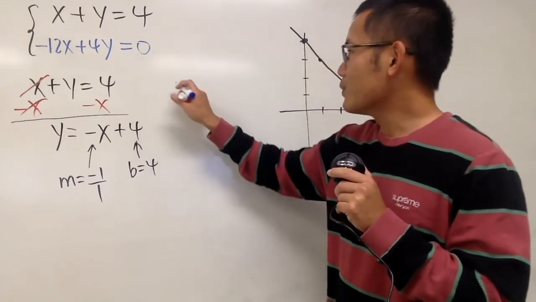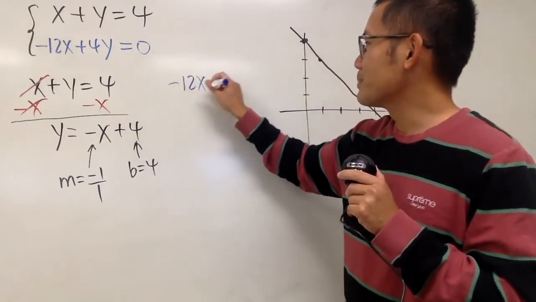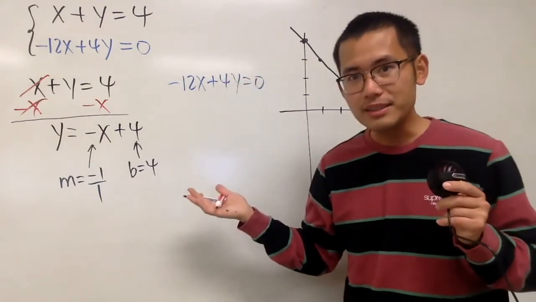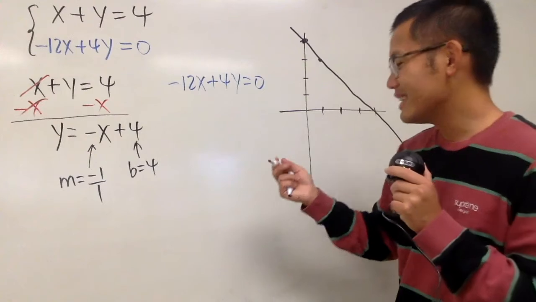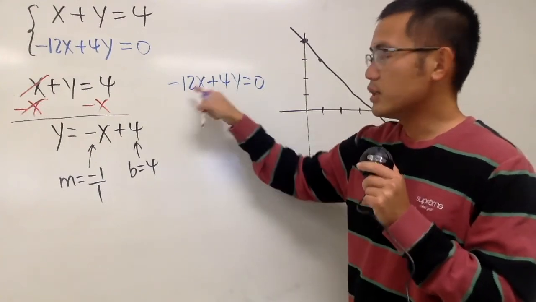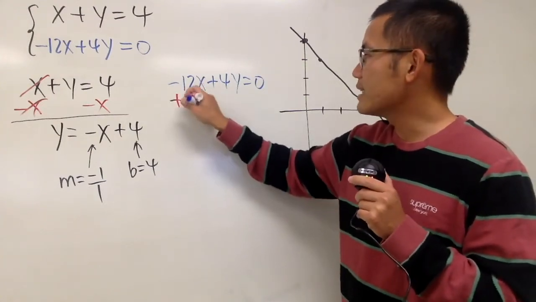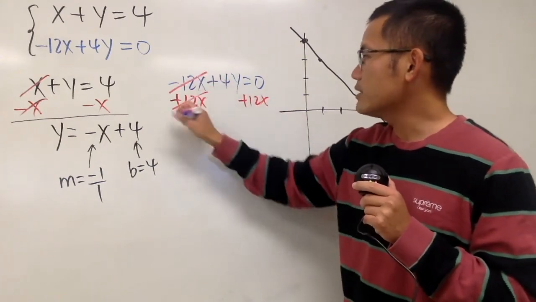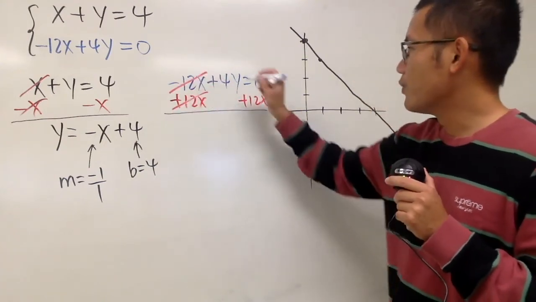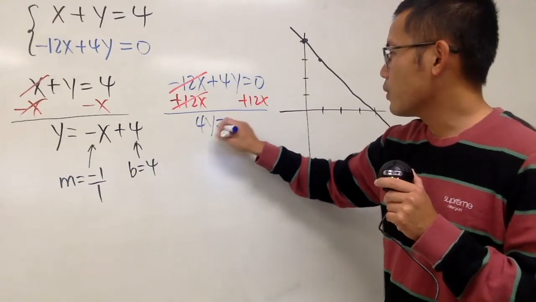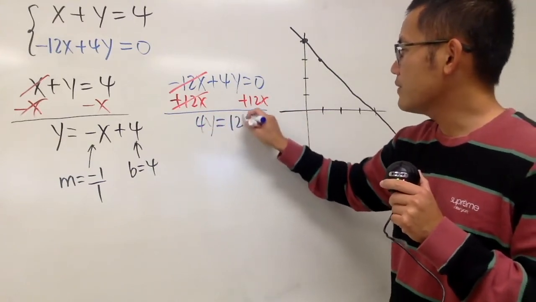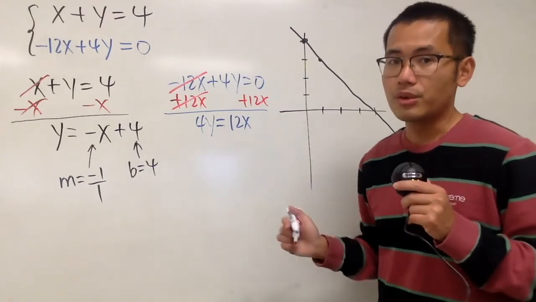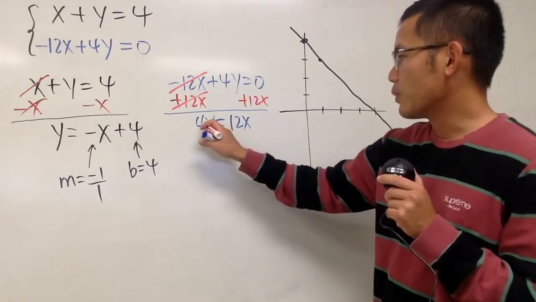For the second one, negative 12x plus 4y is equal to 0. Again, the y is not isolated. Not a good idea, right? In this case, this is negative 12x, so we will add 12x on both sides. That way, this and that will cancel, and then we have 4y equals, put down the 12x first, plus 0. You don't have to put down the plus 0. This is okay.